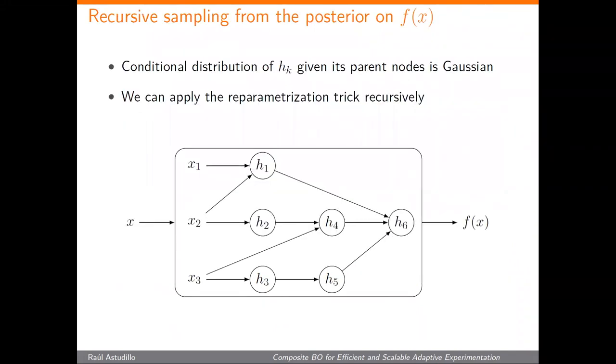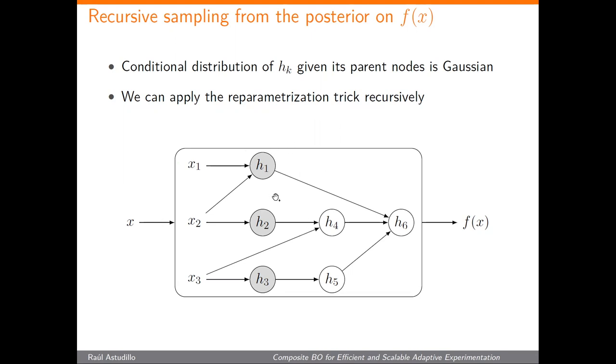The way we generalize this approach to this more general class of composite objective functions is by observing that the conditional distribution of each of these node functions, given the value of its parent nodes, is still Gaussian. That allows us to apply the reparametrization trick at every one of these nodes, and then we are able to build a sample recursively. We draw samples for these three nodes, H1, H2, and H3, following the standard reparametrization trick.